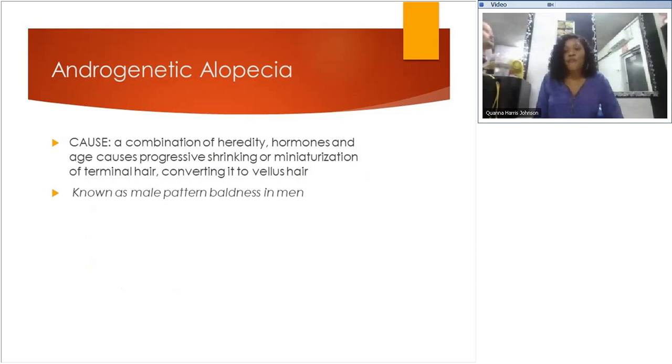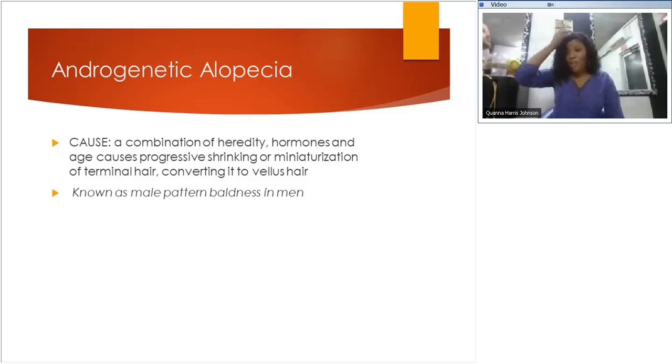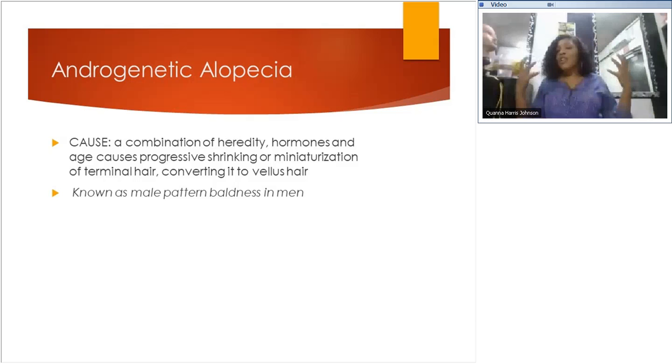Androgenic alopecia is caused mostly by heredity. If you look through your family and you notice that your father is losing his hair, your mother may have lost her hair, or your brother is losing his hair. It's most commonly called male pattern baldness, that U-shape, with the hair falling out from the middle until it reaches the front. So androgenic alopecia is normally inherited from persons in your family, from your mother's side or your father's side.